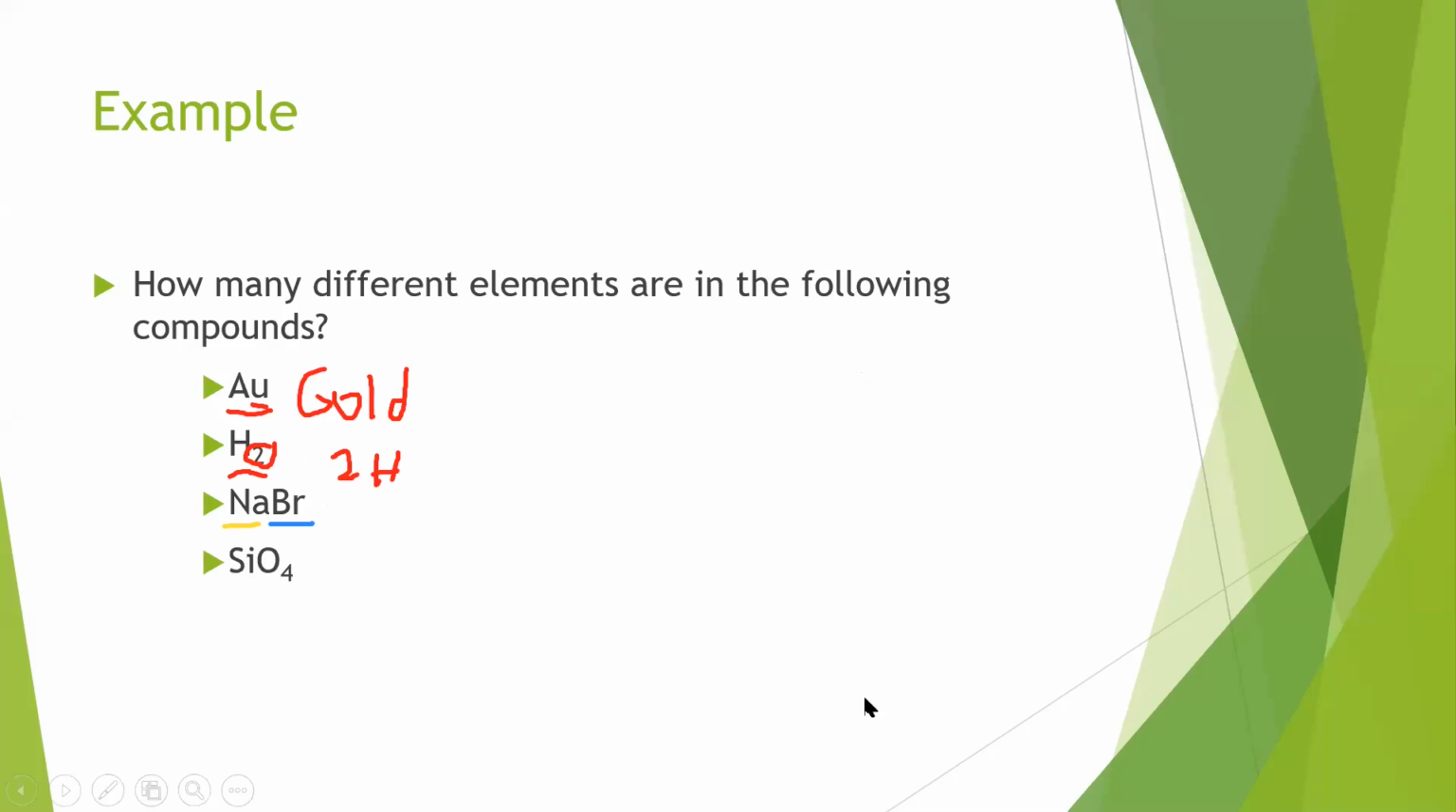How about SiO4? Okay, you guys are getting this? That's correct again. The correct answer is 2. Si, which is silicon, it's a common semiconductor used in electronics. And O, oxygen. So there's 2 different elements. How about H3PO4? How many different elements are in that compound?